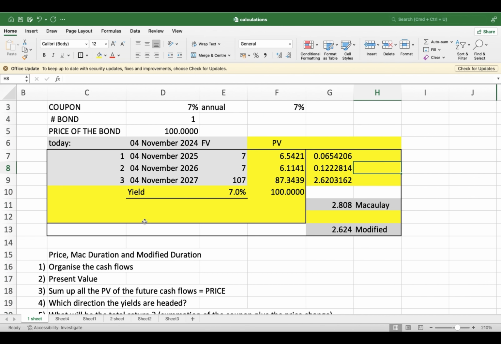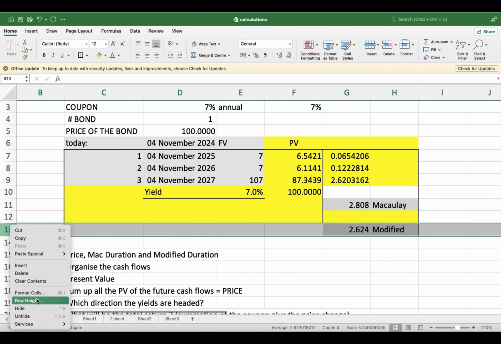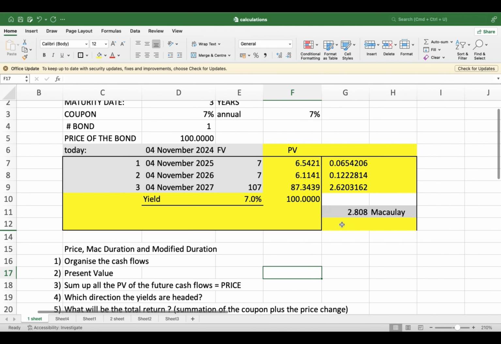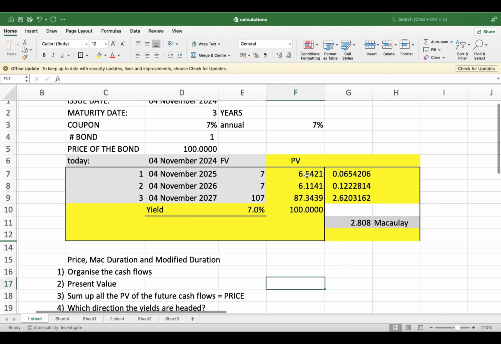So how do I calculate it? Let's not look at modified duration now. Let's look at Macaulay duration first. What is Macaulay duration? So what does Macaulay say? Macaulay says we know the present value. Look at F7, we know the present value, with the present value multiplied by the time period.